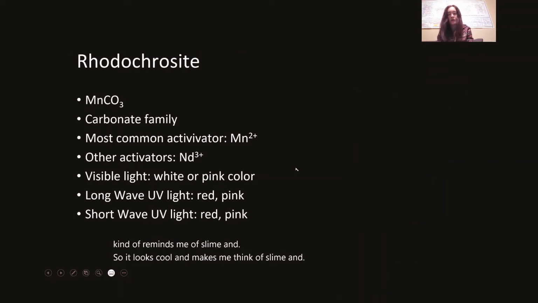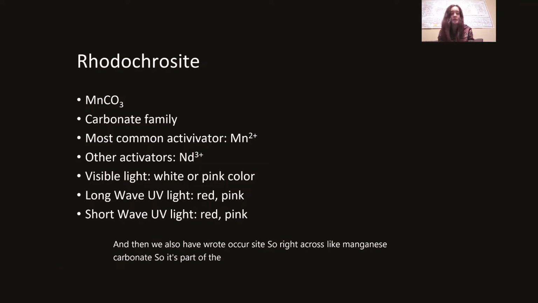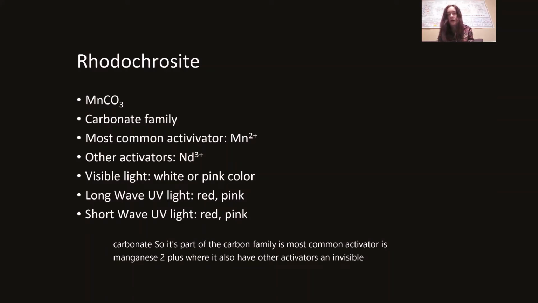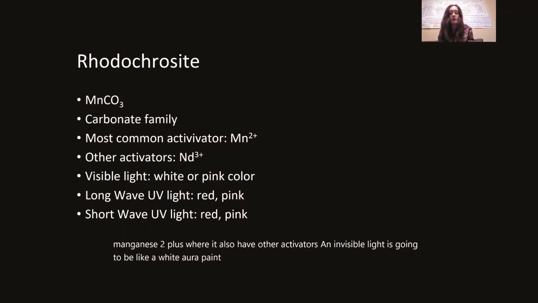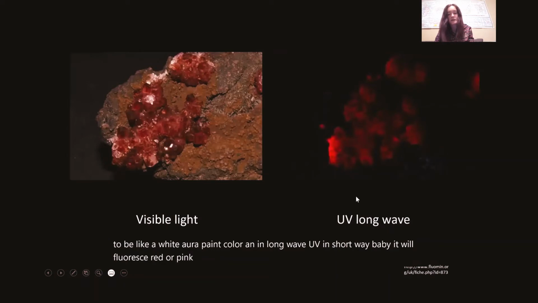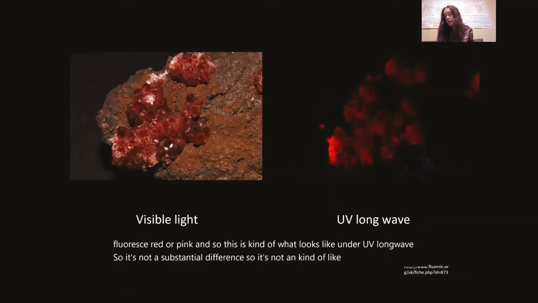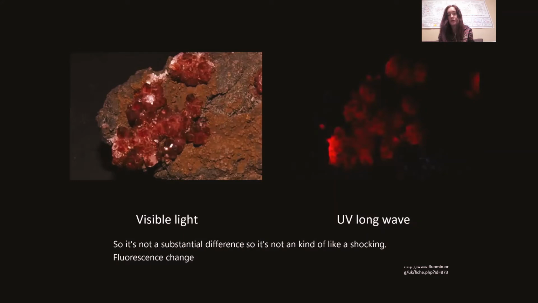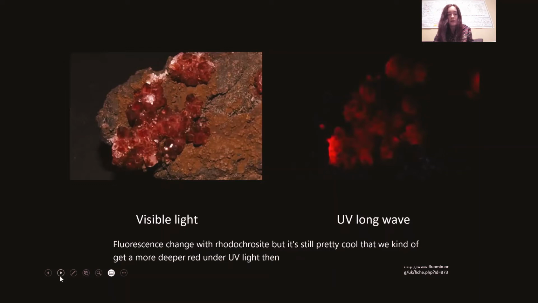And then we also have rhodochrosite. So rhodochrosite is manganese carbonate, part of the carbonate family. Its most common activator is manganese 2+, though it also has other activators. In visible light it's going to be a white or a pink color, and in long wave UV and short wave UV, it will fluoresce red or pink. And so this is kind of what it looks like under UV long wave. It's not a substantial difference, not a shocking fluorescence change with rhodochrosite, but it's still pretty cool that we get a deeper red under UV light than we do in normal light.